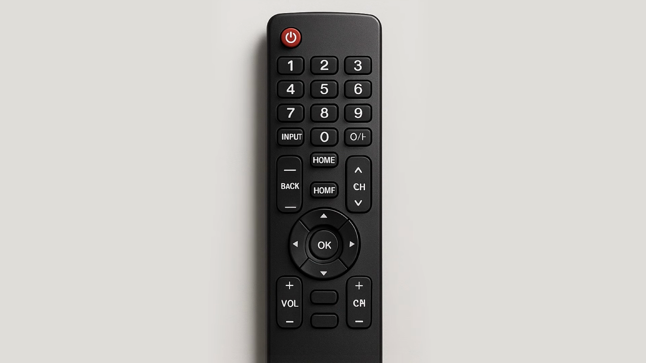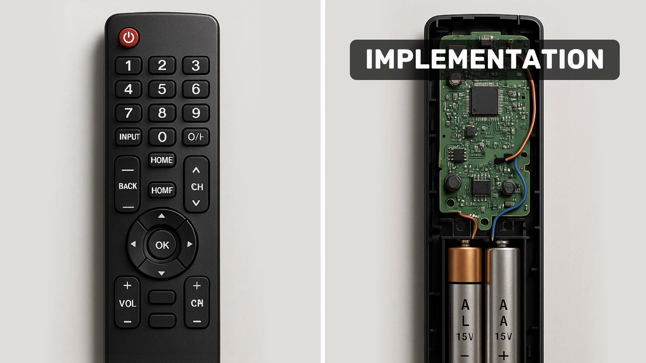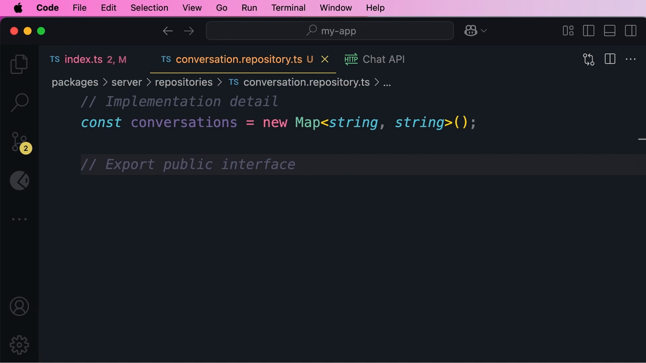Let me give you a metaphor. Think of a remote control. A remote control has a bunch of buttons on the outside that we use, but it also has a complex electronic board on the inside that we don't care about. That's the implementation detail, and the buttons on the outside are the public interface. So when creating this module, we want to keep the implementation detail private and only export the public interface.